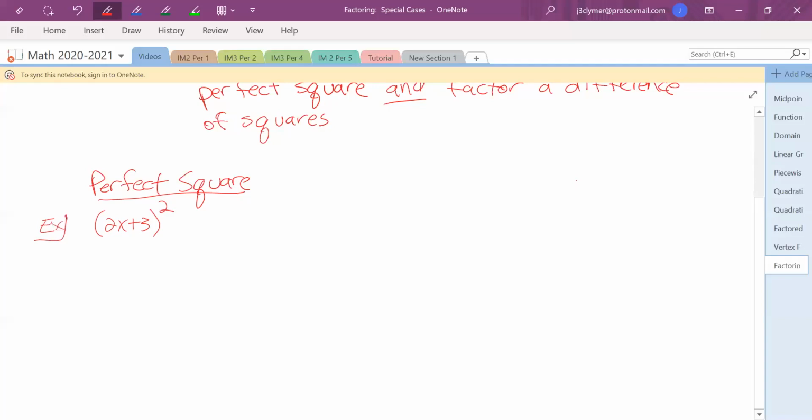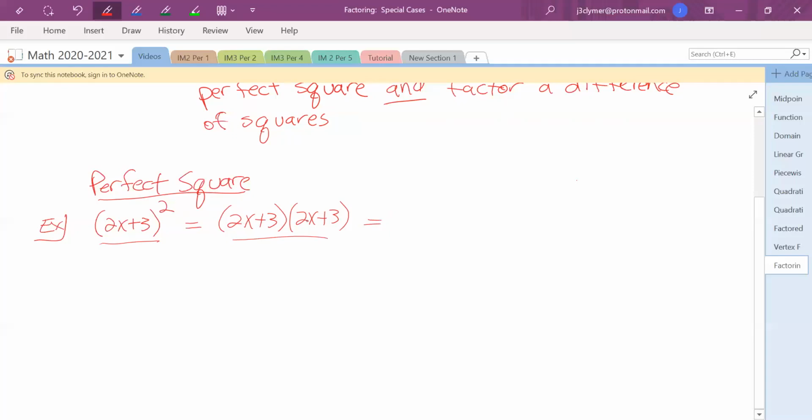So let's just take a look at this example. We have the binomial 2x plus 3, and it is multiplied by itself. So by definition, that means it looks like this: 2x plus 3 times 2x plus 3. Okay, so we have two binomials multiplied together, but a perfect square would be a situation in which those binomials are identical. So it could be written like this, or it could be written like this. They mean the same thing.